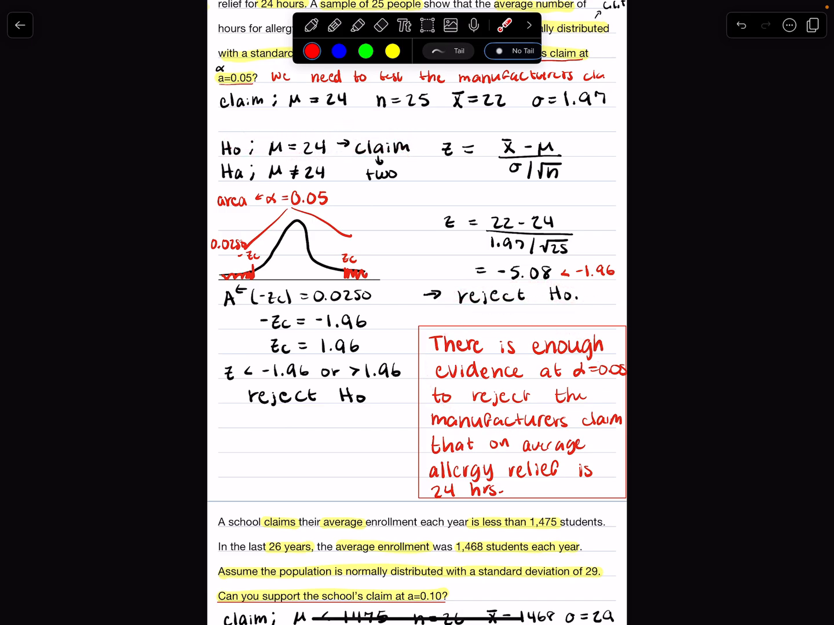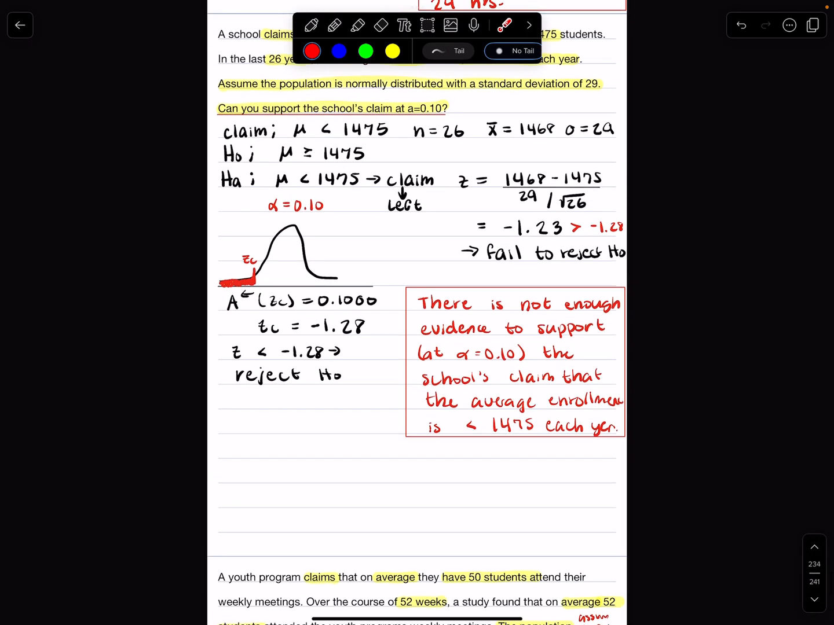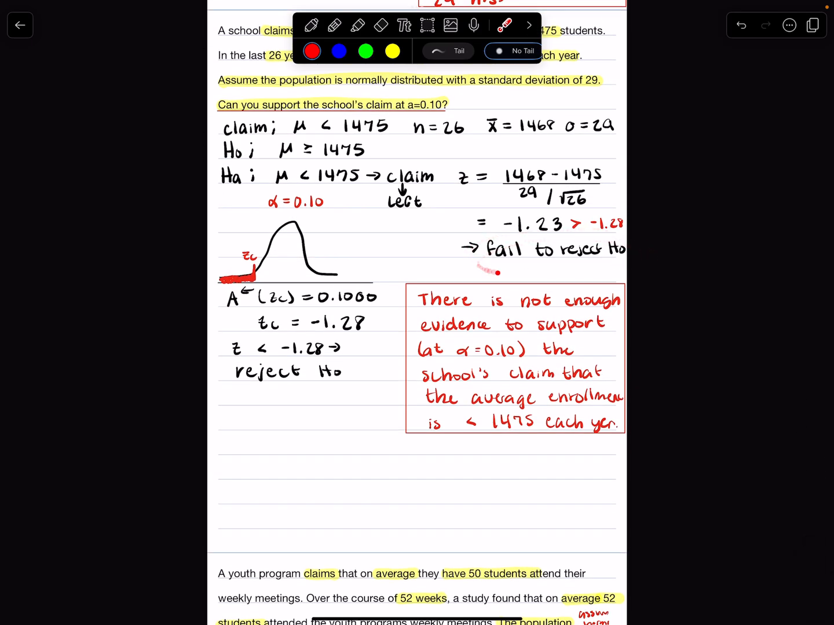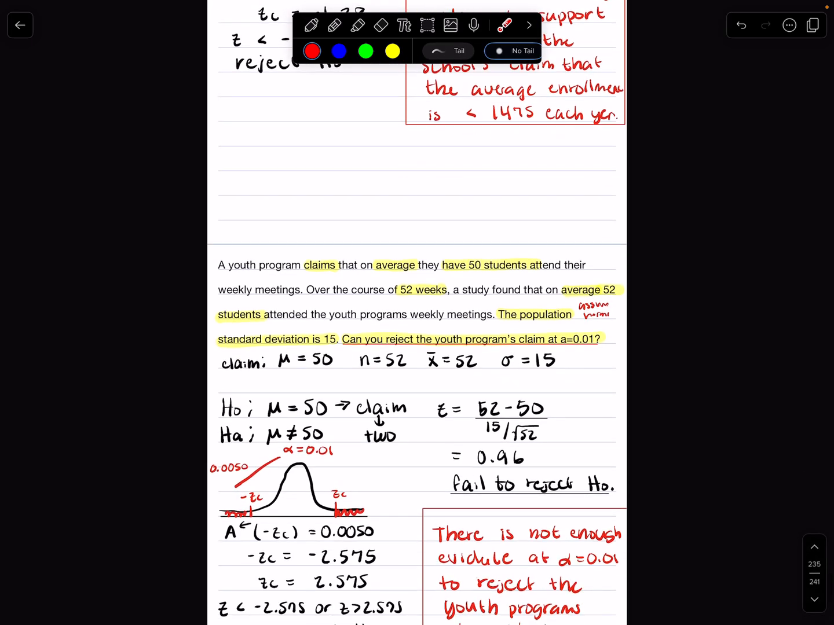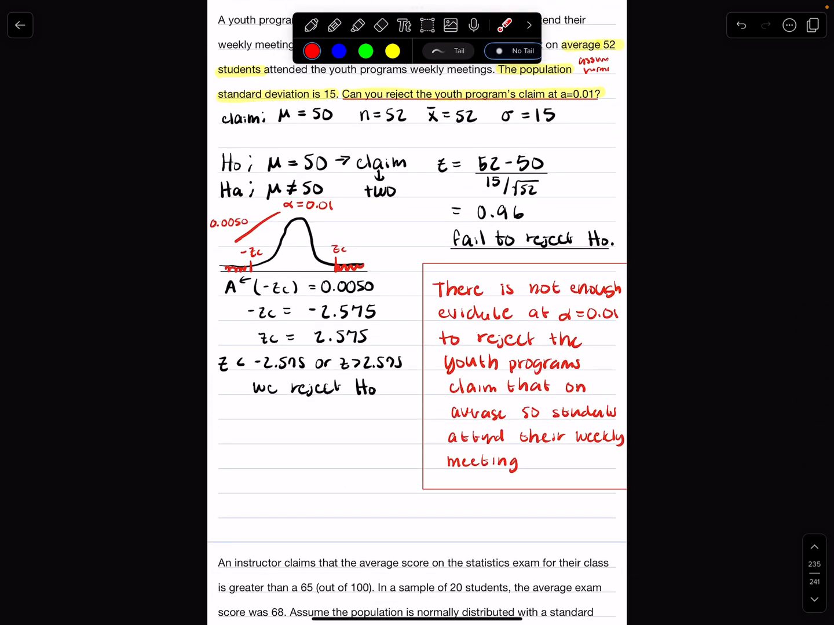So what did we do? We said there is enough evidence at this level of significance to reject the claim. The next option was we failed to reject H naught and the H sub A was our claim, in which case we couldn't reject H naught, so we can't support H sub A, i.e. the claim. And then this last one, our claim was H sub naught, we couldn't reject it, and so we say there is not enough evidence at that level of significance to reject the claim.